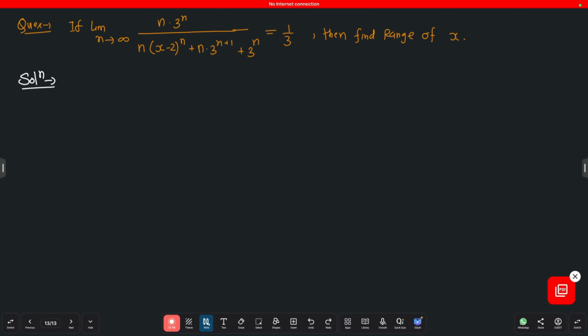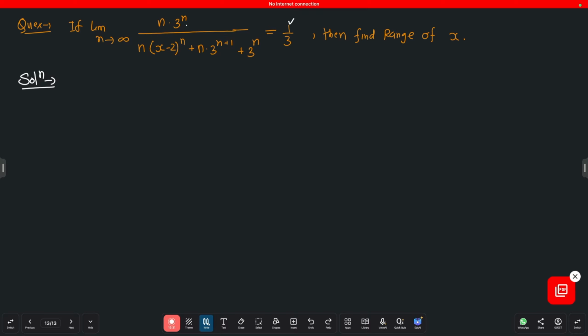Now see this limit value. The limit value is already given. After evaluating, the limit is coming 1 by 3. Then what should be the range of x? Now observe the answer. Answer came 1 upon 3, and the numerator part is n into 3 power n. If you put the direct limit, then here 3 power infinity is infinity, because we know that a number greater than 1 power infinity is infinity. It means anyhow we should cancel this, and we should cancel n also.